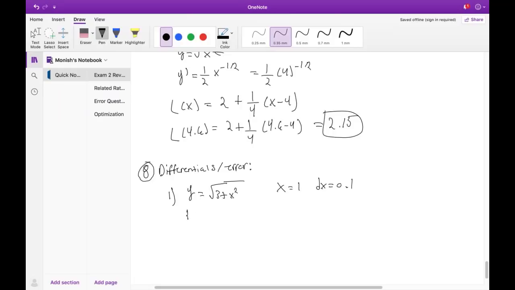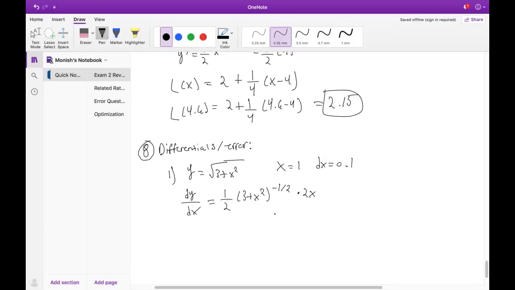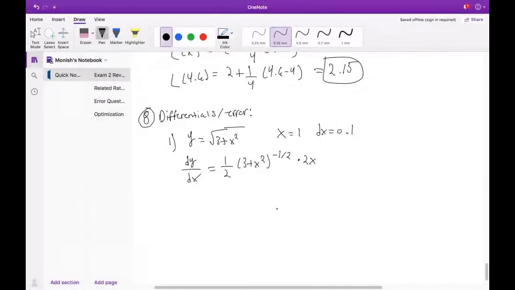Okay, so the first thing I'm going to do is solve for dy over dx. So that's 1/2 times (3 plus x squared) to the negative 1/2 times 2x. And then I'm going to simplify this a little bit. Cancel out the 2's, so I'll just get x divided by the square root of 3 plus x squared.